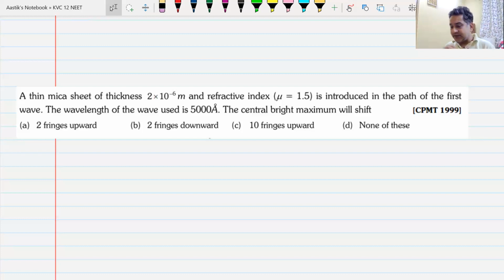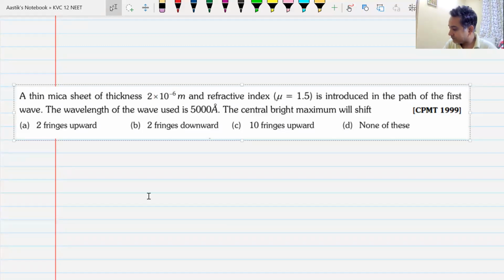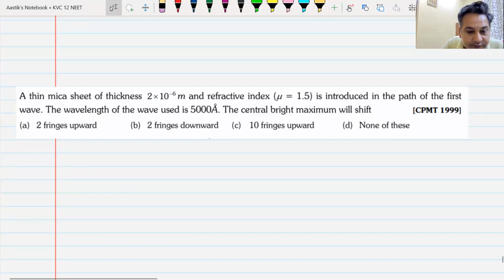Anyone else got the answer? I'll give you 1 more minute. I want all of you to do this. How to do this? Anyone? N equal to (mu minus 1) T by lambda. Yes? How are we supposed to do this?